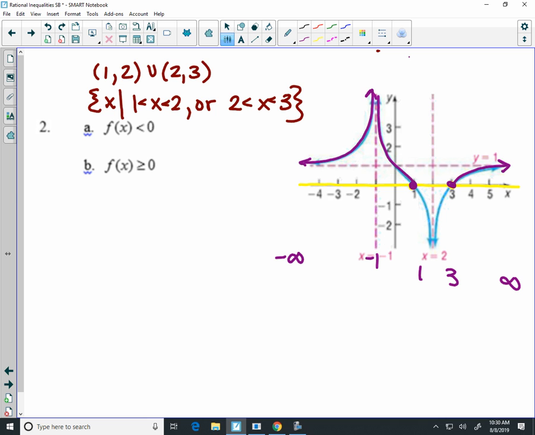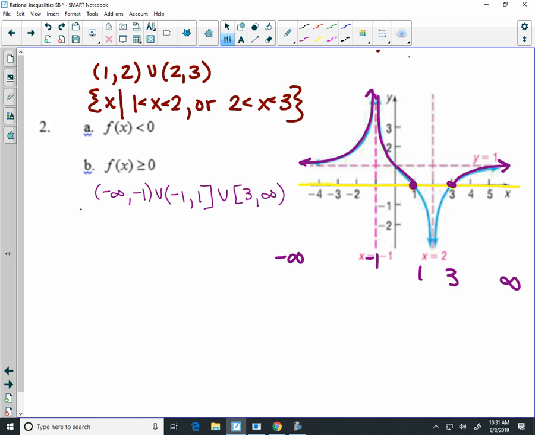So from negative infinity to negative 1, I'm not going to include either of those. I'm going to use parentheses there. From negative 1 to 1, I'm going to bracket 1 because it is a point on my graph because of the equal to. And I'm going to bracket 3 because of the equal to.